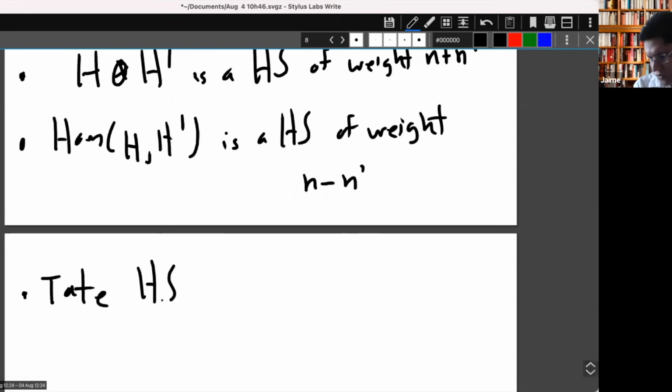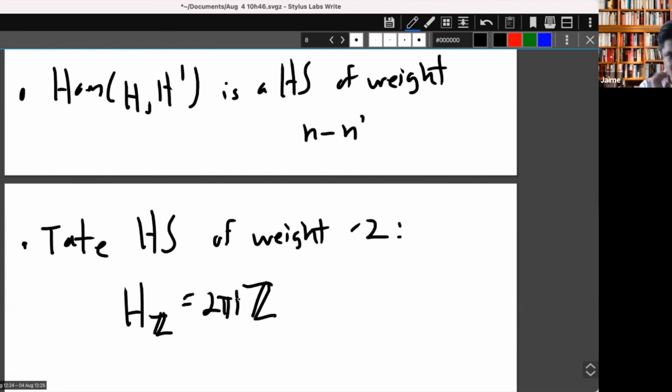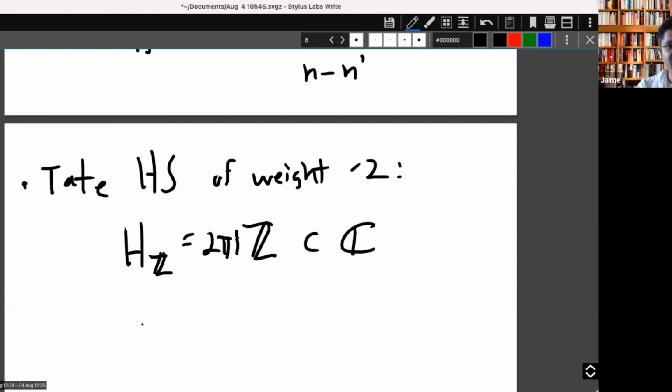Tate Hodge structure of weight -2 that is given by, just consider your lattice as, let's say you take the integers and you consider 2 pi i times them. So you have a lattice there, and this is a lattice, of course, in C. And so you have to define what the Hodge structure is. Well, okay, let's define it. You take directly H_C to be just the one component, right? You define it directly.